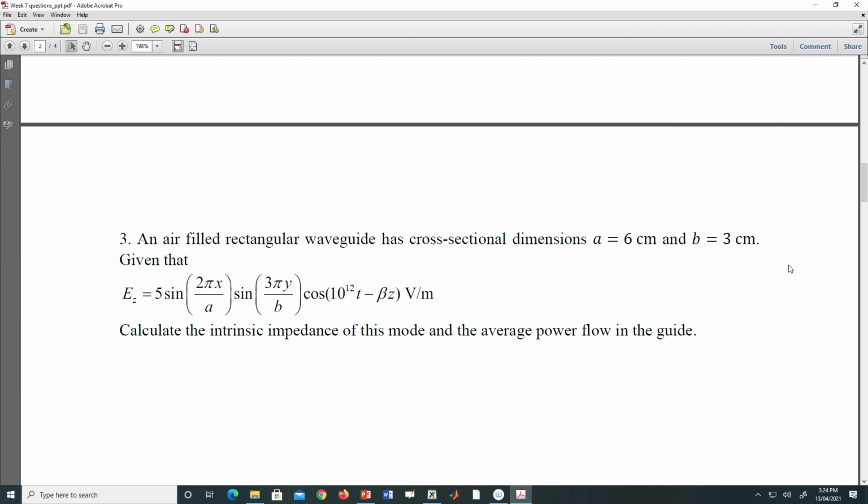So, to do this, we can see that Ez is given, so this will come under the TM mode, TM to Z mode. Ez is given, so this will come under TM to Z mode. And now the third problem.